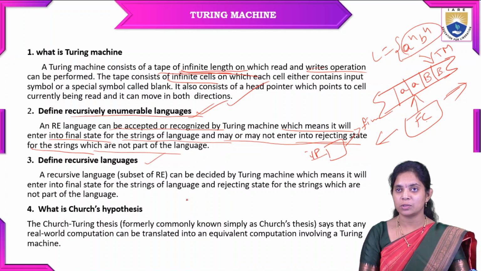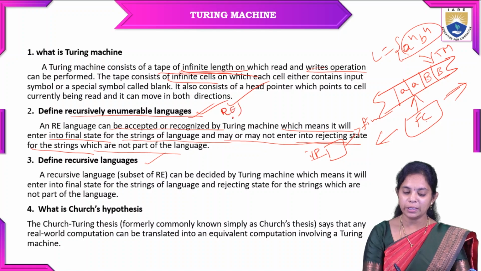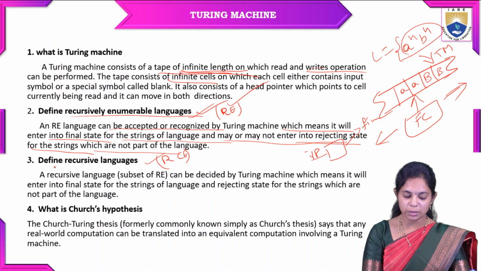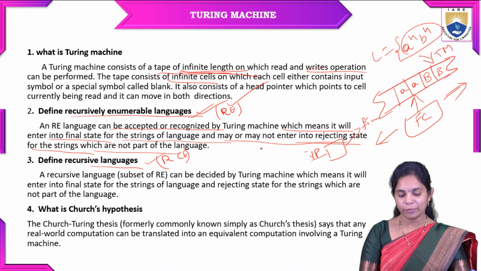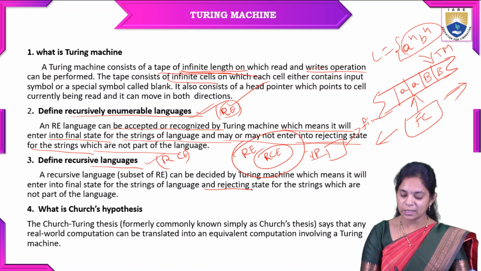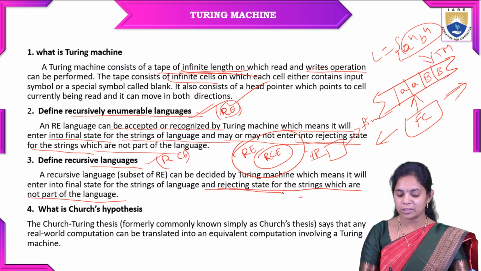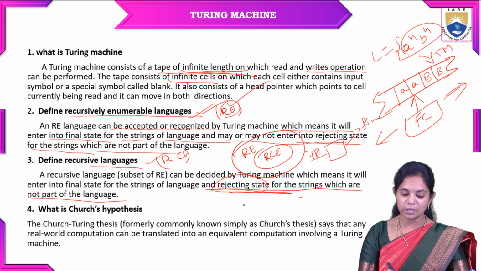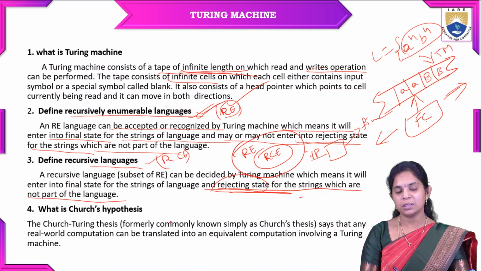Coming to recursive languages, which are generally represented with R, and recursive enumerable languages with RE. Recursive languages are a subset of recursive enumerable languages. The definition is the same, but the difference is in the rejecting state for strings which are not part of the language. Here are the two things we need to observe: recursive enumerable and recursive languages. Recursive languages strictly enter the rejecting state when the string does not belong to that language. These are the two things we need to observe for recursive enumerable languages and recursive languages.